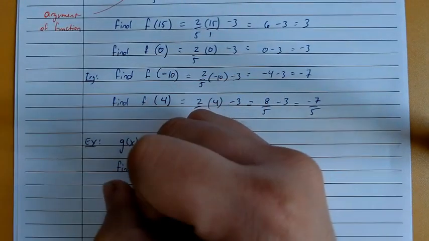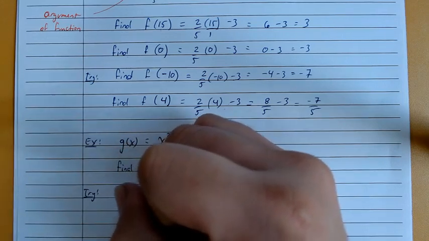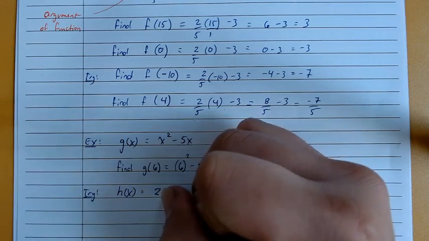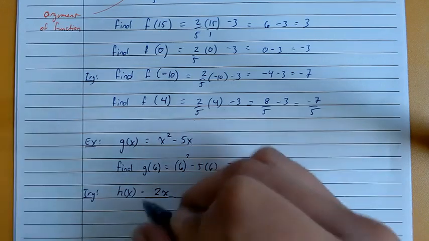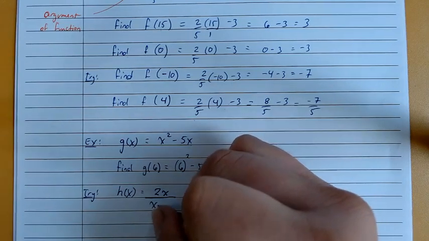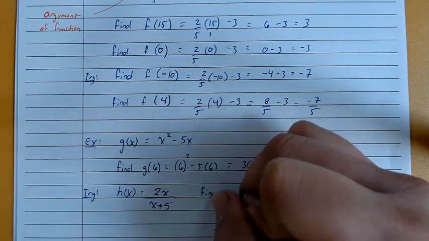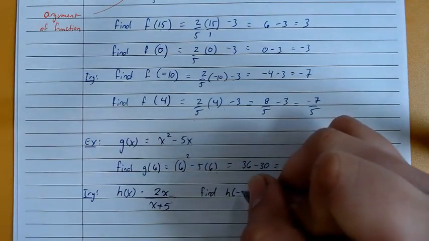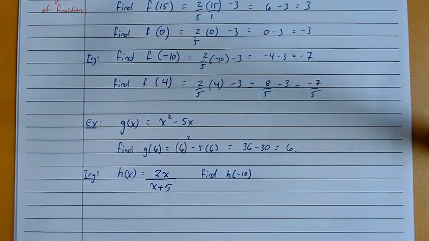So go ahead and give that a try. Let's say you have, and I'll just use the next letter of the alphabet, h of x. h of x is 2x divided by, let's say, x plus 5. Okay, go ahead and find, let's see, let's find h of negative 10. Go ahead and give that a try. Pause the video, and when you're done, go ahead and unpause and we'll go through it together.